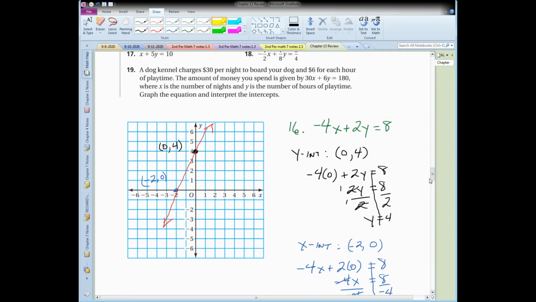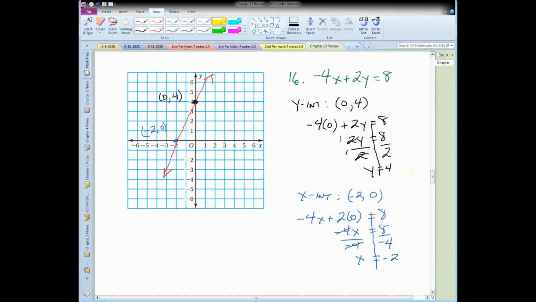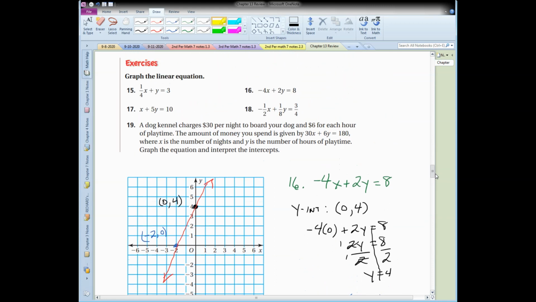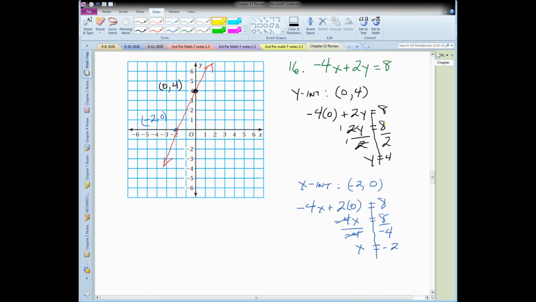Another way to do it is to find the x and y intercepts. So here's what I did for problem 16. Let me scroll back up so you can see here are the problems. I worked out problem 16 down here. We have -4x plus 2y equals 8. Well, the y-intercept is where x equals 0. So I just plug that into my equation and figure out what y equals. y equals 4. So now I have a point (0, 4).